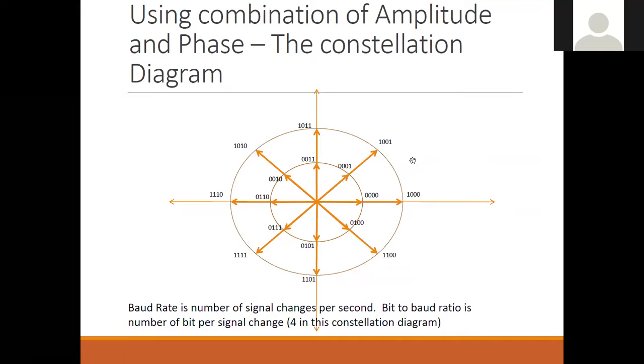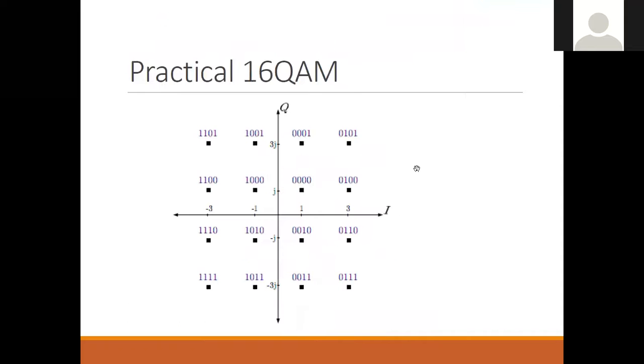So basically, constellation shifting is done according to the noise and signal strength between you and the modem router. This is 16 QAM, which is practical. Practically, it is how it is.